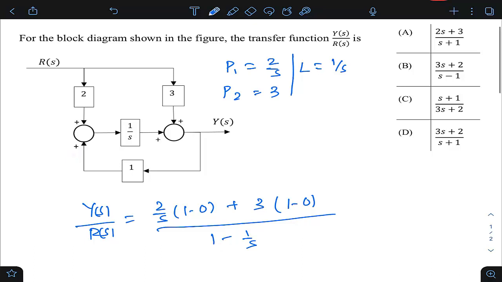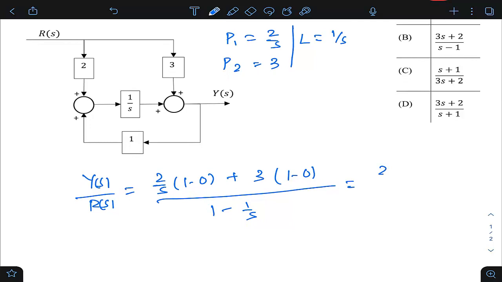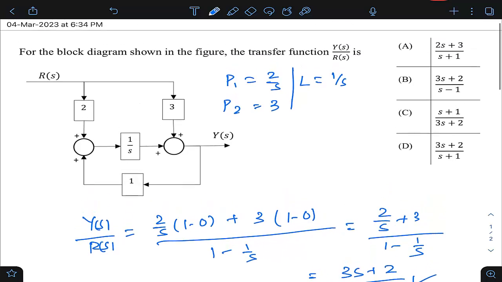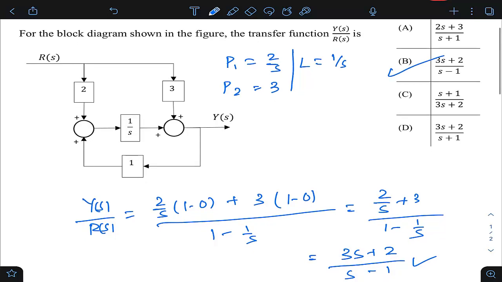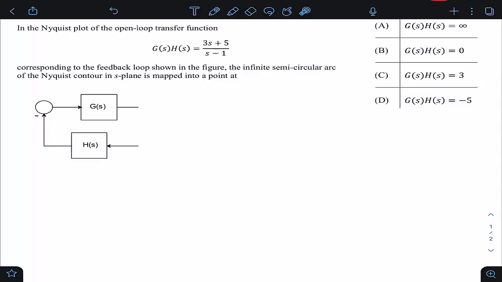If you simplify this, it happens to be (2 by s plus 3) divided by (1 minus 1 by s). Let us multiply s in both numerator and denominator. You get 3s plus 2 in the numerator and s minus 1 in the denominator. So 3s plus 2 divided by s minus 1, this is what the transfer function is. If you check, 3s plus 2 by s minus 1 is given in option B. So B is the right answer for this problem. A simple and straightforward problem. The answer is option B.